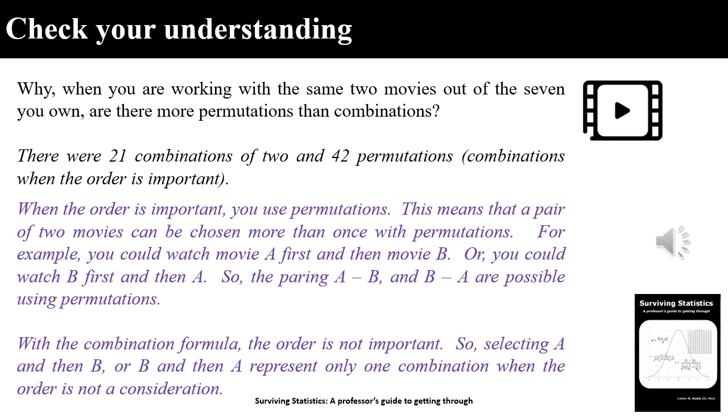All right, permutations is the formula that we use when the order is important, and combinations is when it's not. So, for example, the pair of two movies that we chose with permutations, we could watch movie A first and then movie B, or we could watch B first and then A. So the pairings AB and BA are two different possible combinations using permutations. With a combination formula, the order isn't important, so selecting B and then A represents only one combination, and that's why we end up with twice as many combinations with the permutations formula versus the combinations formula. That'll make much more sense in the next example, I think, too.